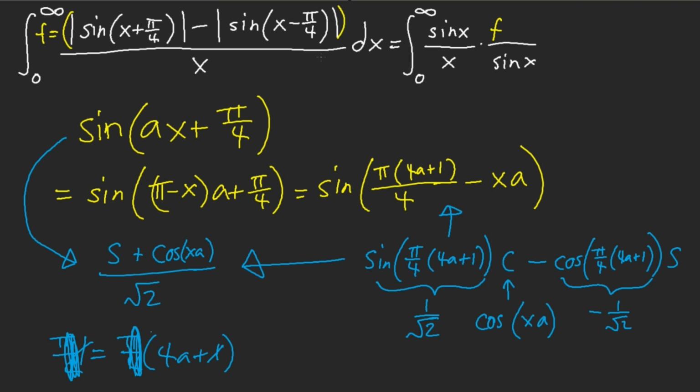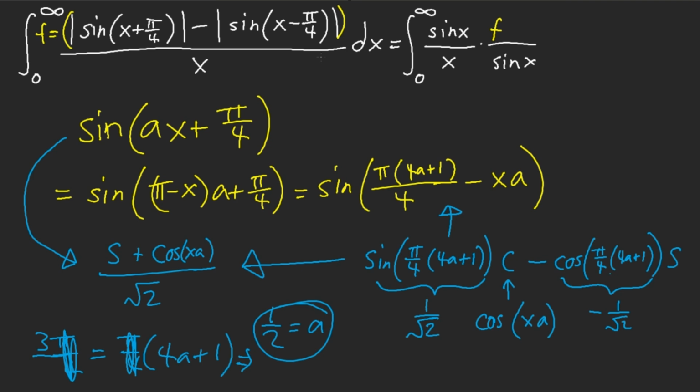No. So that clearly doesn't work, right? Alright, so 3 pi over 4 though, does. Let's see if we cancel that out. We get 3 equals 4a plus 1. We end up with 2 equals 4a divided by 4. So we get a equals 1/2.